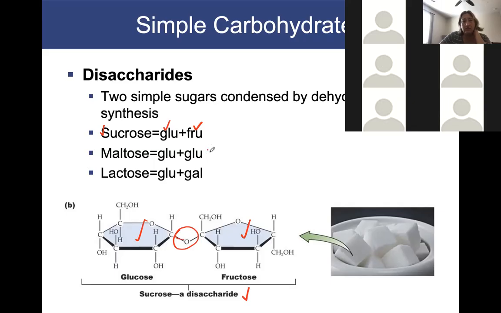Maltose is glucose and glucose stuck together, and lactose is glucose and galactose stuck together. So we make these disaccharides by sticking 2 monomers together, or 2 monosaccharides together. Lactose is found in where? What do we think of when we think of lactose? Milk. Good. So lactose is found in milk. That's the sugar that's found in milk.